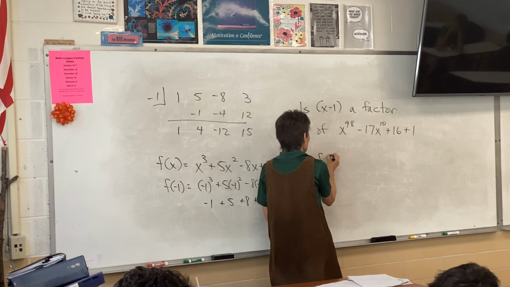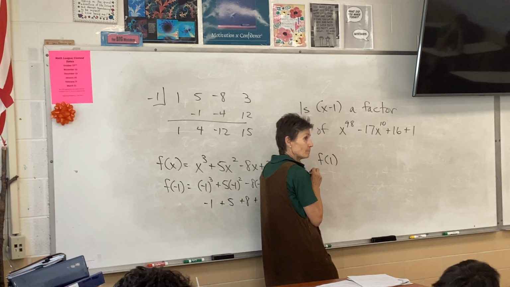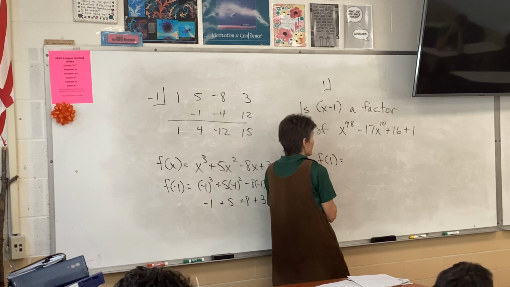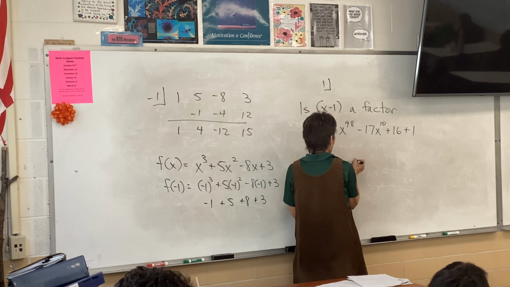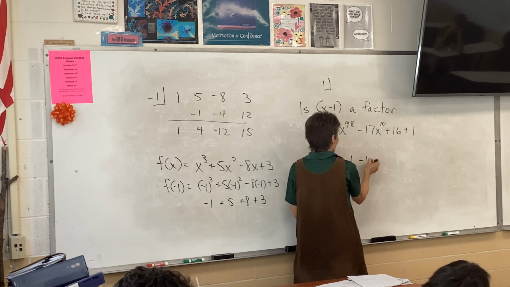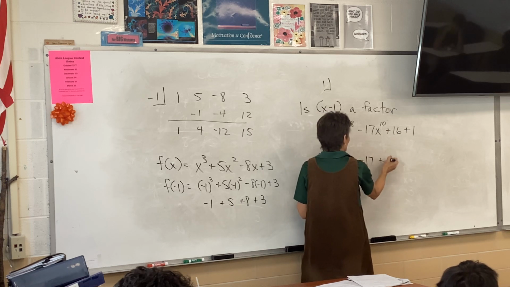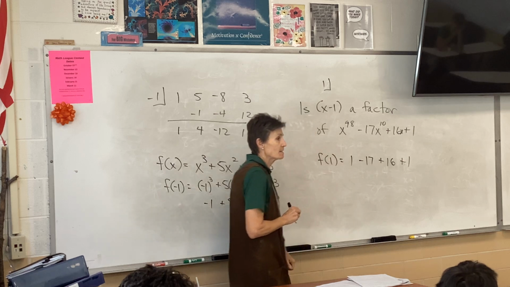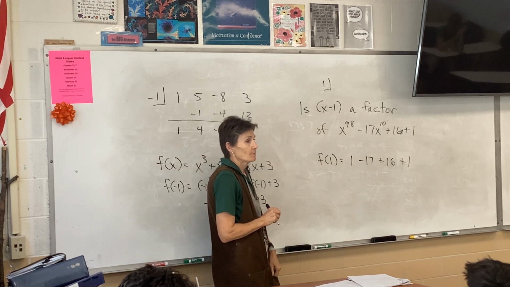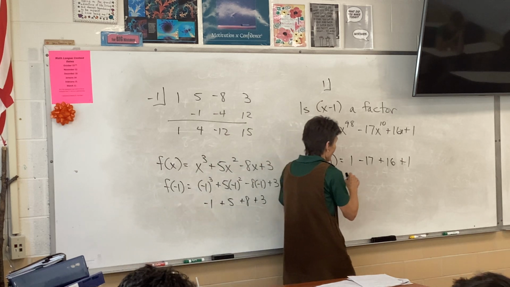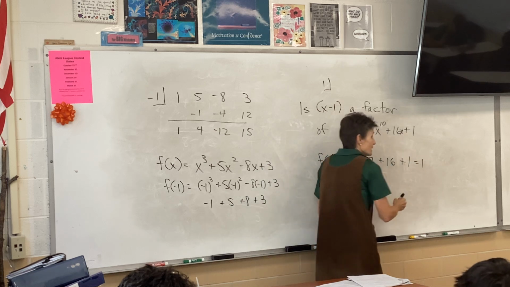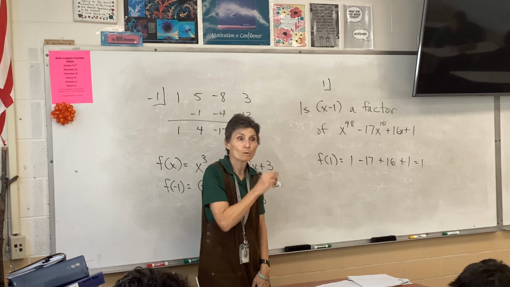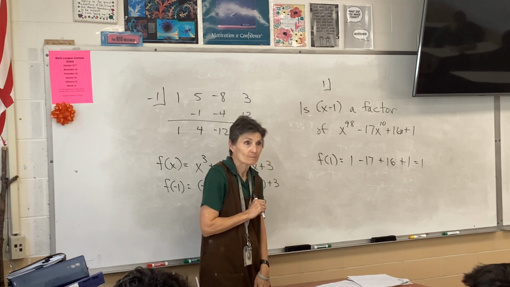I could plug in 1. That would be the number I would divide by if I were doing the division. So 1 to the 98th is 1, minus 17, plus 16 plus 1, that should be X there. What do I get when I do all that math? Is it a factor? No, because if it were, I would have done all that and gotten 0.